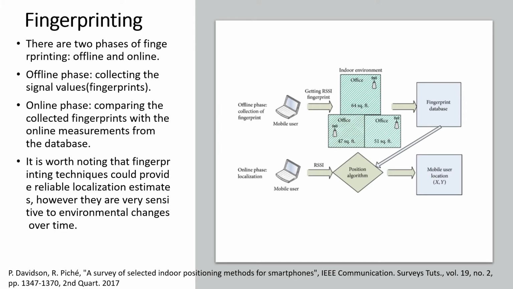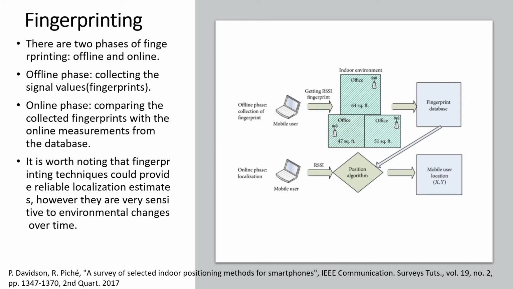Fingerprinting is one of the known techniques used for indoor localization. This technique uses radio signals to learn the user or device location. It works by collecting the signal values, the fingerprints, during an offline phase, measured at different calibration points throughout the area of interest and recorded in a database, which are then compared with the online measurements from the database when the system is deployed to estimate the user location.